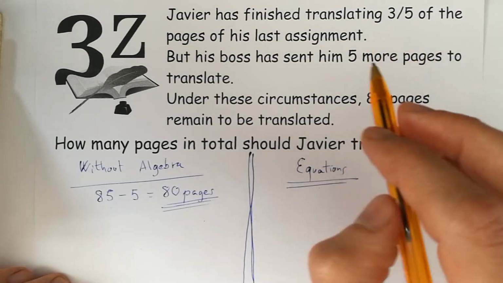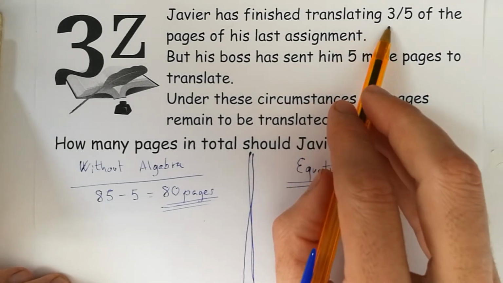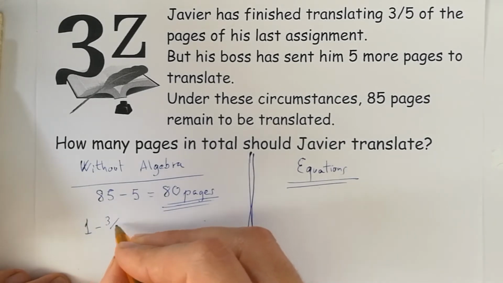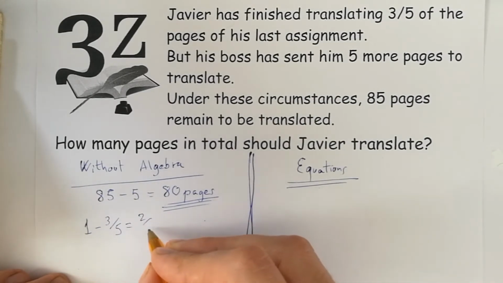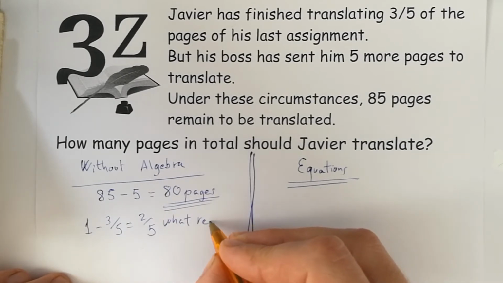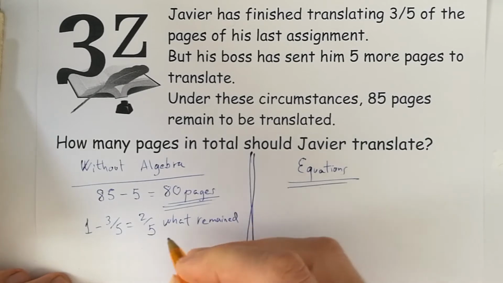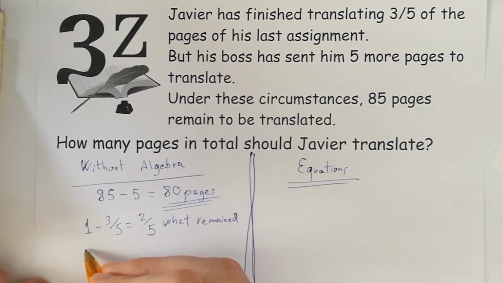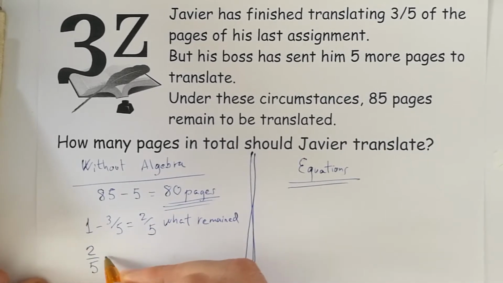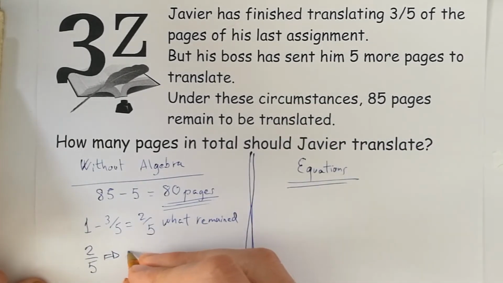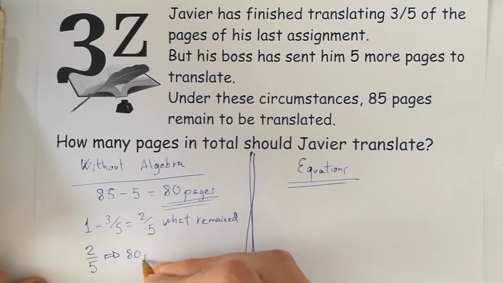And these pages were the ones that were left to do at the beginning of this exercise. He has done 3/5, so 1 minus 3/5 is 2/5. That's what remains. And these two quantities represent the same thing, so 2/5 of the work are 80 pages.